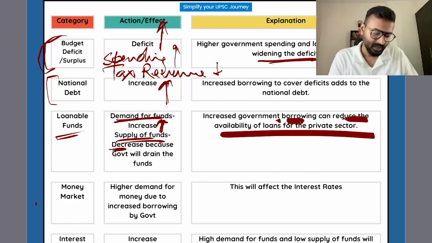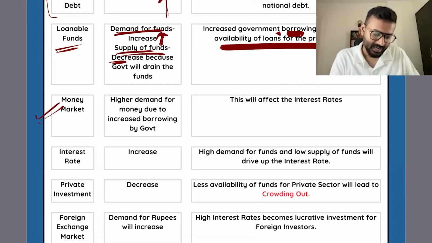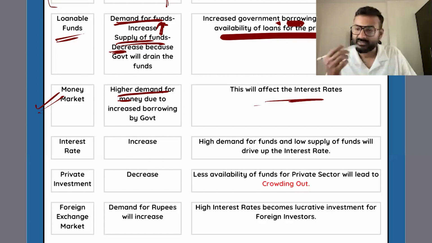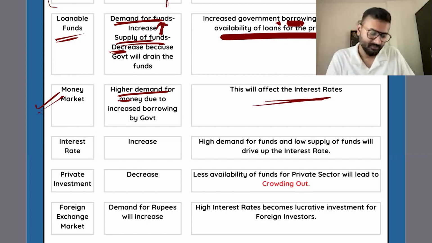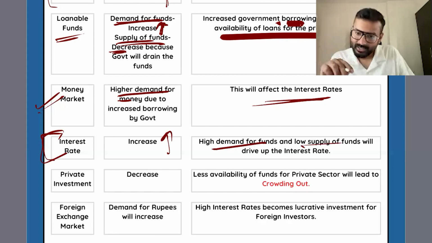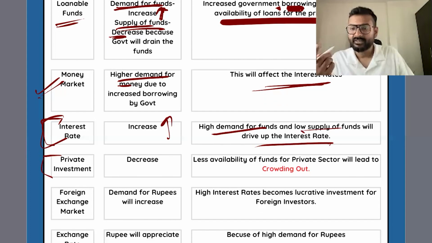What happens in the money market? Money market is the short term market, right? उसमें there is higher demand of money क्योंकि government is borrowing more and more. Government इतना borrow कर रही है तो वहां पे demand for money will increase. Now this will have effect on the interest rates क्योंकि demand and supply का सारा game है ना? तो interest rate increase हो जाएगा because the demand is high. High demand for fund combined with low supply of fund will drive up the interest rate. What happens to private investment?